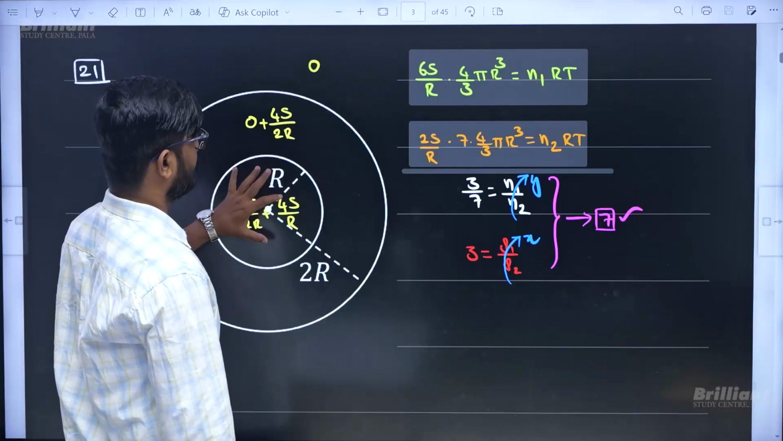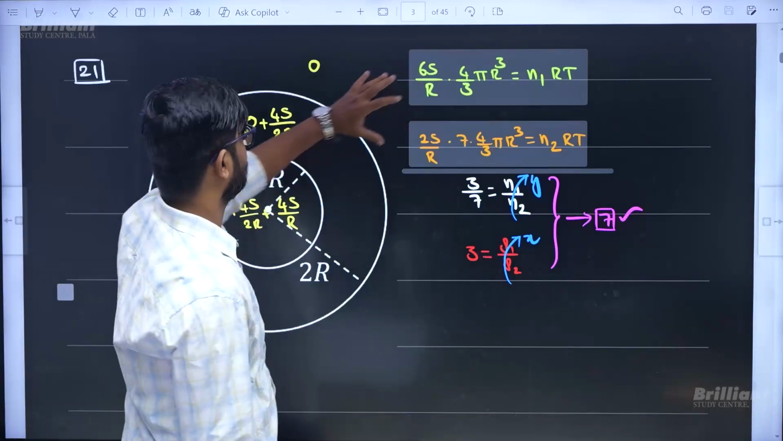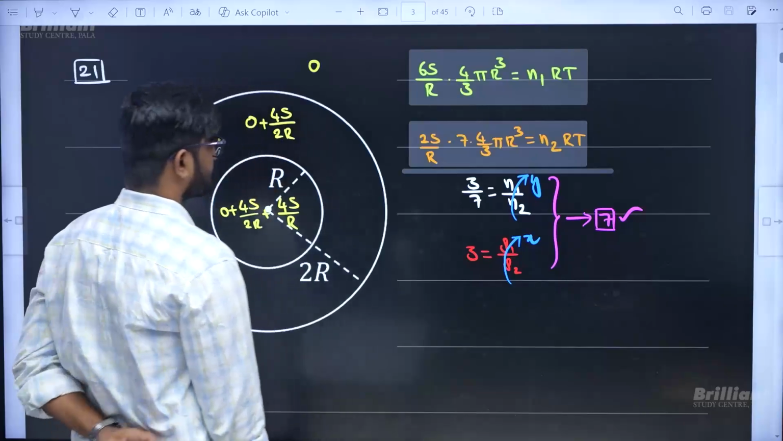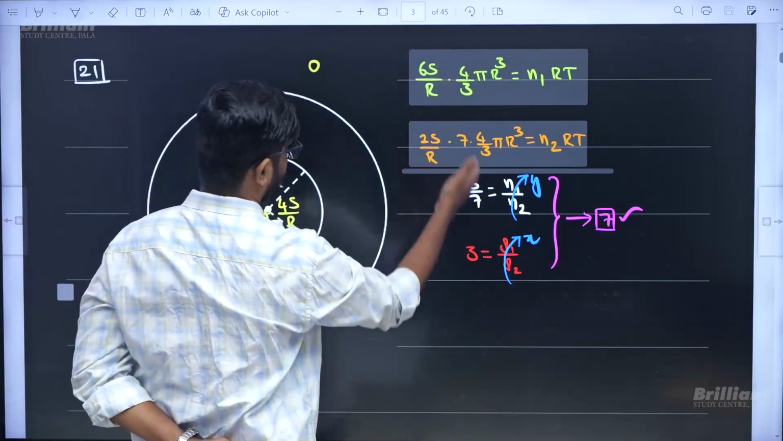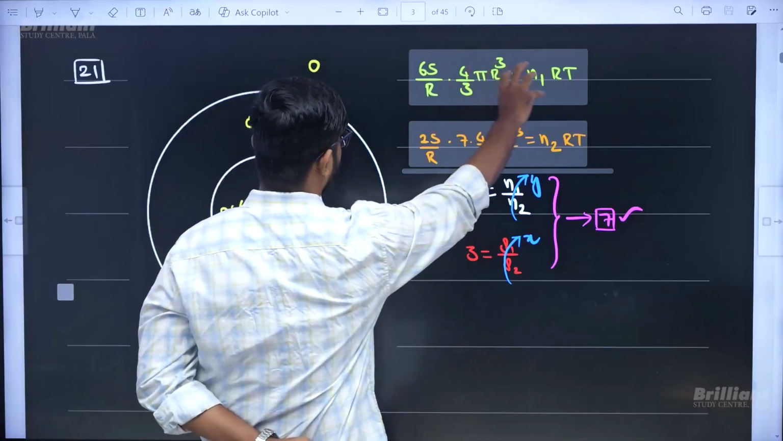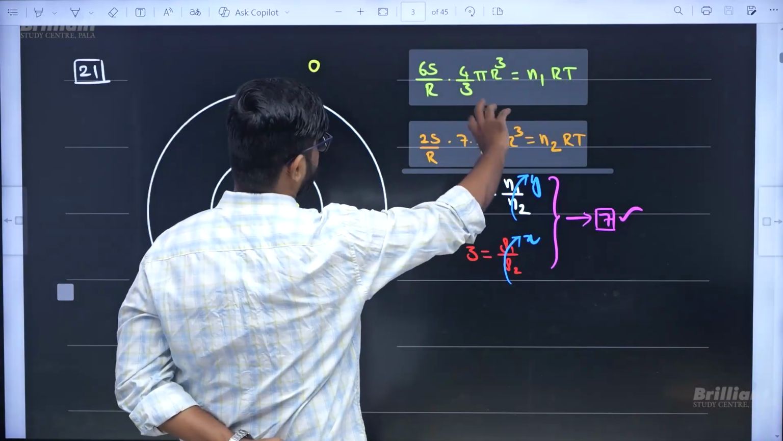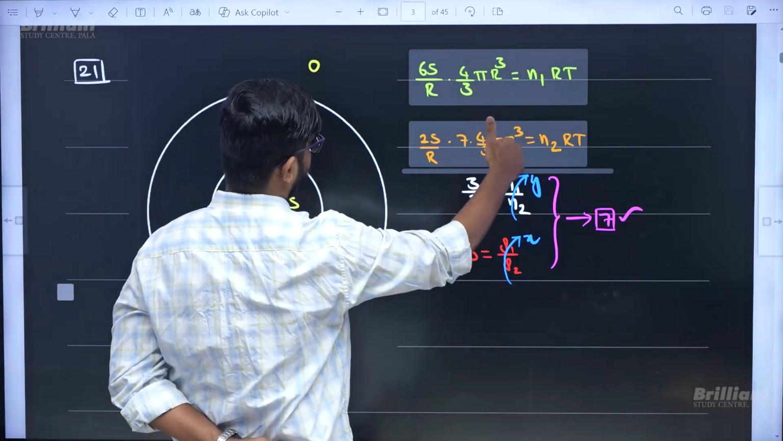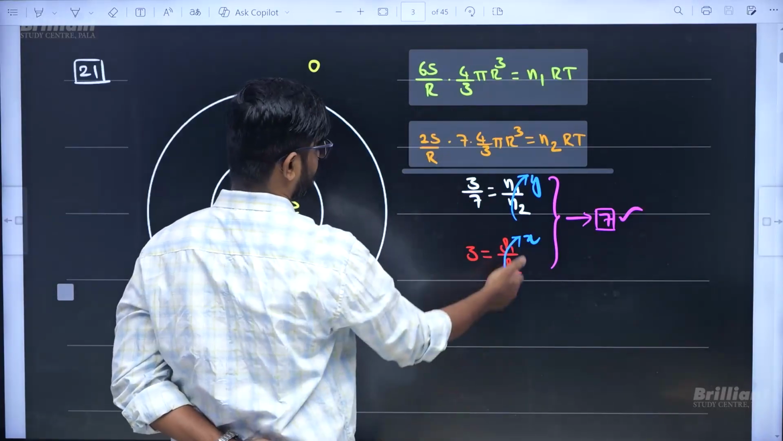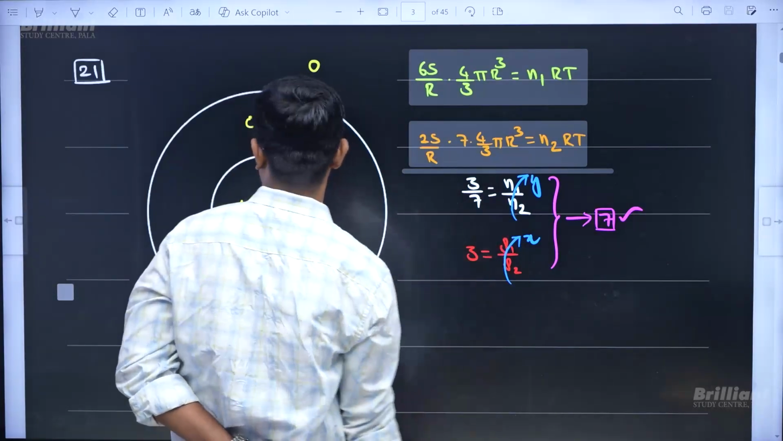Then if I use PV equals nRT here, I will get this equation. If I use PV equals nRT for this gas, I will get this equation. Then if I take the ratio, I will be getting the number of moles, and at the same time you can take the volume here, then you will be getting rho RT by M. Then when you take the ratio, you will be getting 6 by 2, which is 3. So the densities ratio will be 3. Then they were asking what is the ratio of those two.